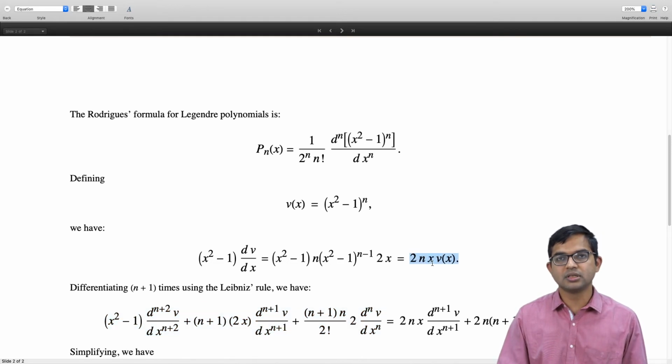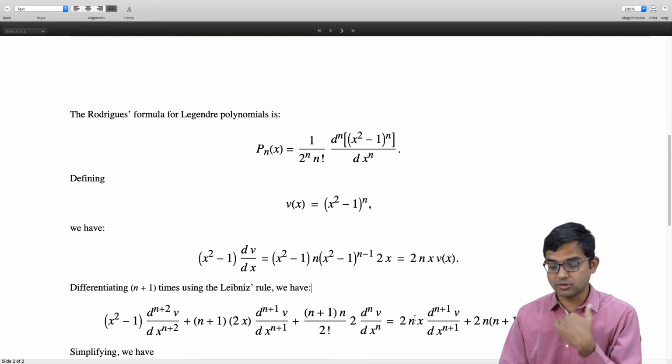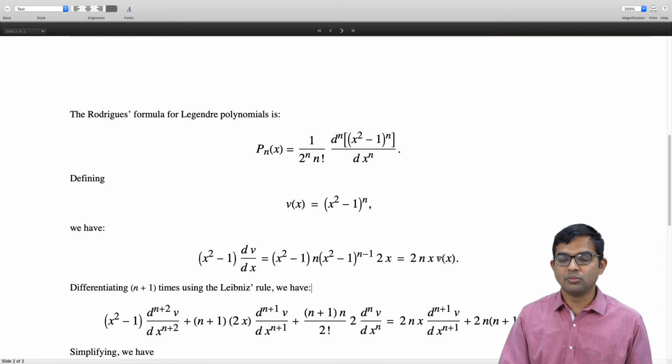Because we have just a linear function, just x is one of them and the other one is v. So the first term is when you don't take a derivative with respect to x, but all the derivative is entirely borne by v. That gives us 2n times x times the n plus 1th derivative of v. Then we have plus 2n times n plus 1 choose 1. The derivative of x is just 1, so then you have to take the nth derivative of v. So there are just these 2 terms on the right hand side.